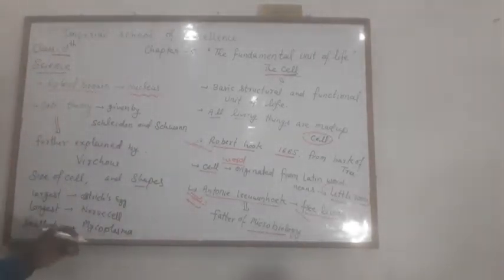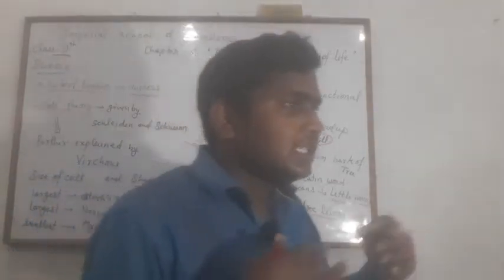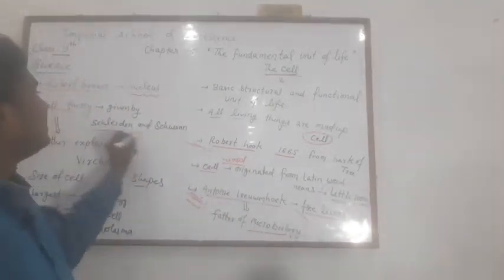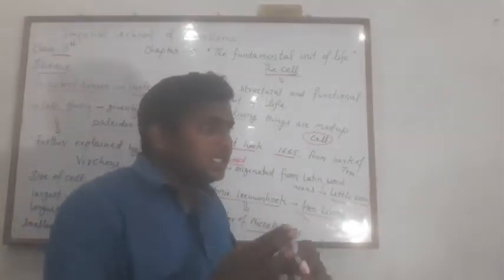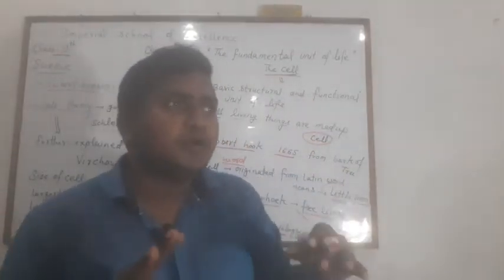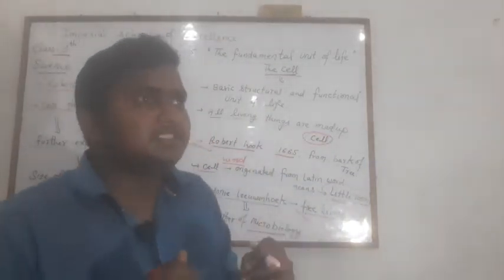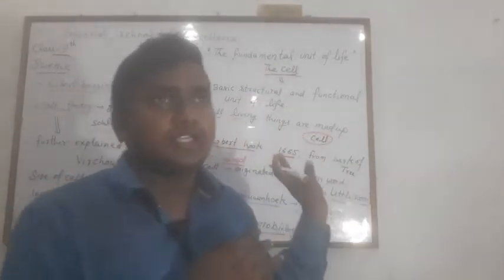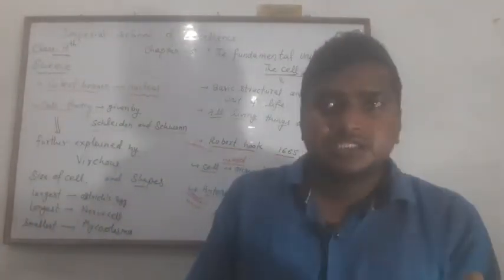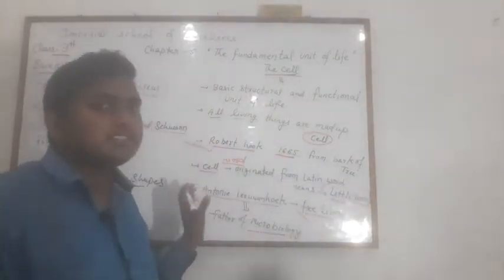Okay, moving to the next, cell theory. What is this cell theory? Cell theory is a theory given by Schleiden and Schwann to explain that every animal and every plant, or every living thing, is made up of cell. So cell theory explains how each living organism is made up of cell.